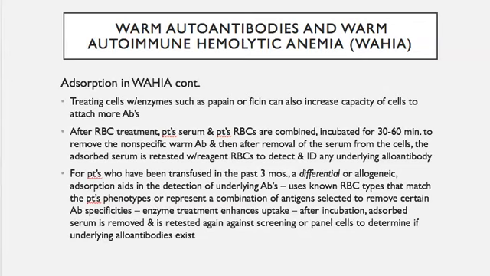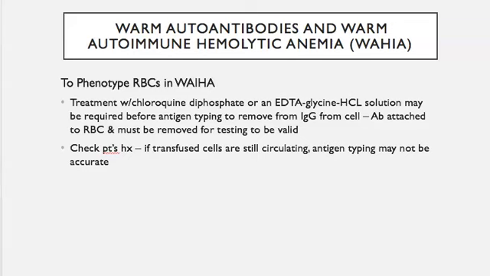alloantibody. And then to phenotype red cells in patients with warm autoimmune hemolytic anemia, treatment with chloroquine diphosphate or an EDTA glycine hydrochloride solution might be required before we can antigen type. That's just to remove that IgG from the cell. So you've got antibody attached to the red cell that has to be removed for that testing to be valid. And again, also check the patient's history. If transfused cells are still circulating, antigen typing might not be accurate.